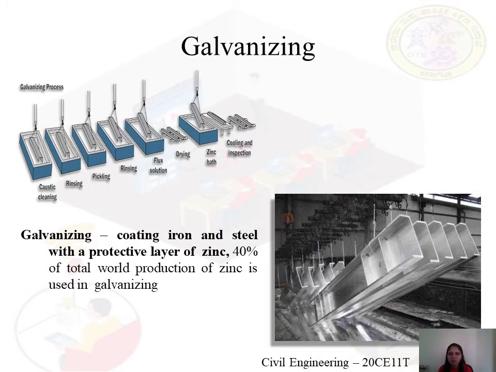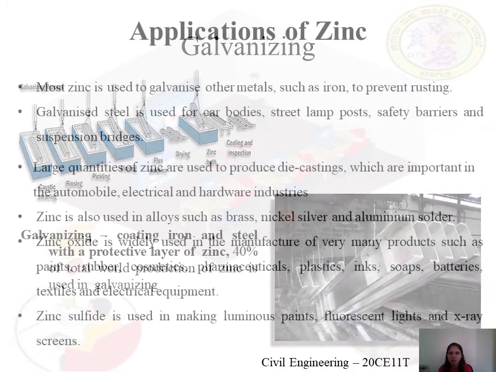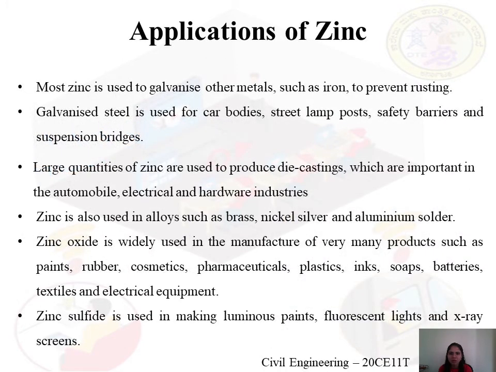The main advantage is that zinc is produced mainly for the galvanizing process. The iron or steel metal is galvanized with a layer of zinc. Galvanized steel is used for car bodies, street lamp posts, safety barriers, suspension bridges, and so on.